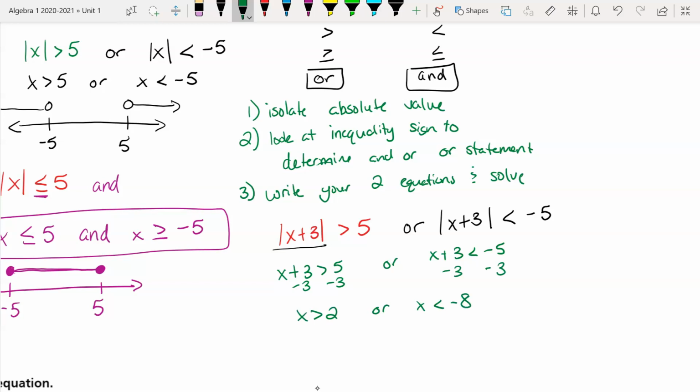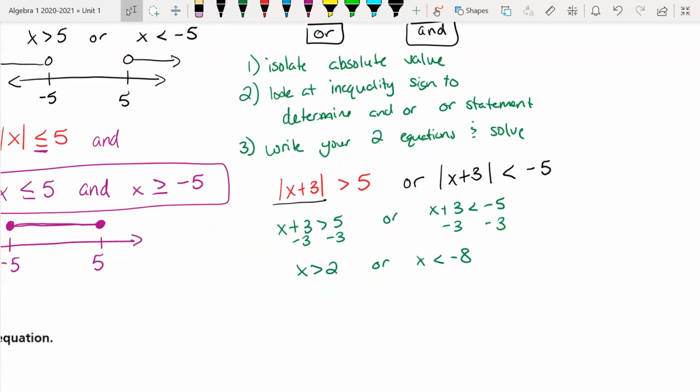And I get my two answers. x is greater than 2 or x is less than -8. Again, if you were going to graph it, -8, 2, I would use an open circle because of the inequality sign. And normally on an or statement, I shade in opposite directions. All right.